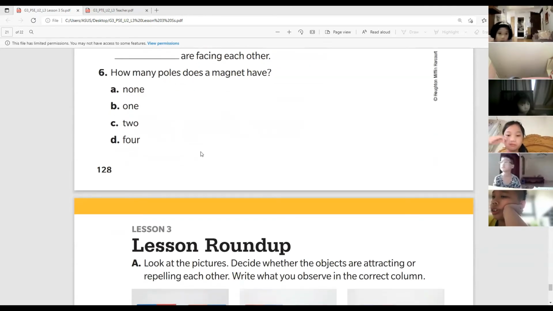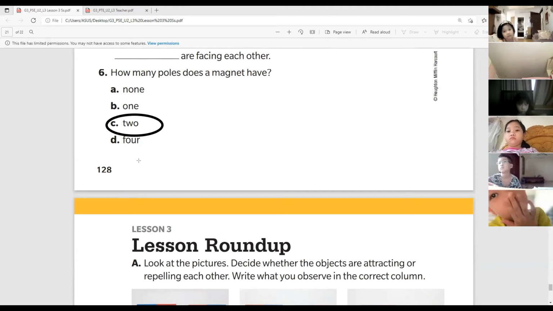How many poles does a magnet have? Two. Everyone should have answered 2. The north and south. Even Earth has 2 poles, a north pole and a south pole.